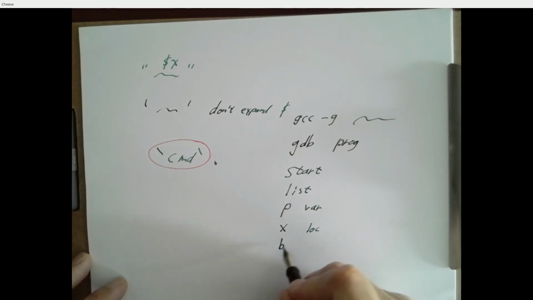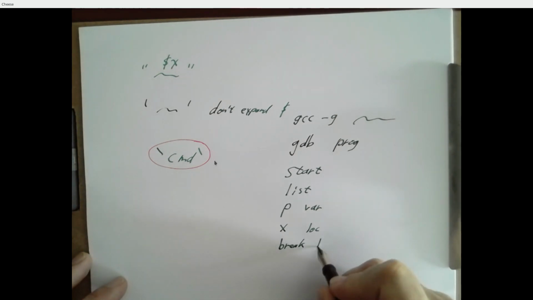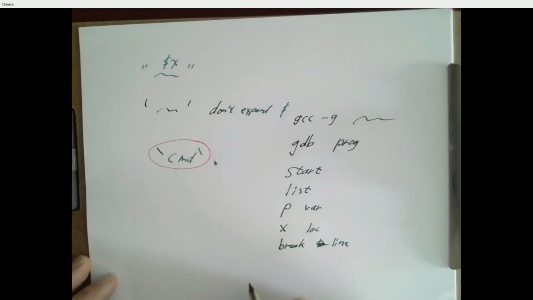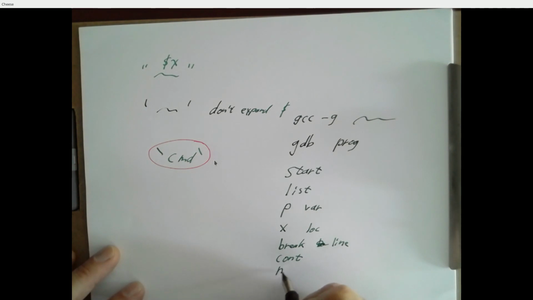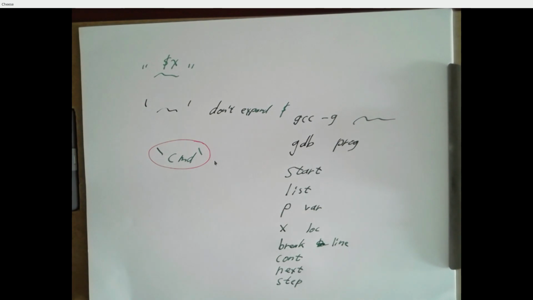If you want to make a breakpoint, you can say break and put in a line number or the name of a function. You can say continue to keep running until you hit a breakpoint. And you can say next to go on to the next line of code. You can say step to go through one line of code. So step over, step into. And I think those are the main things that we hit.